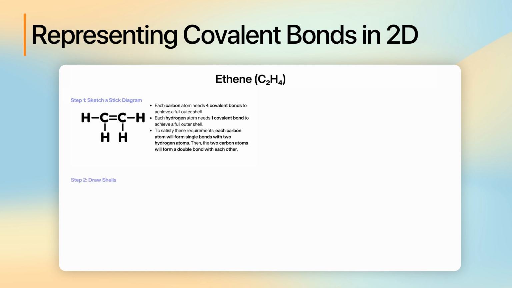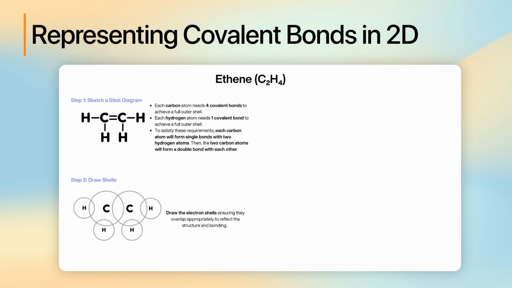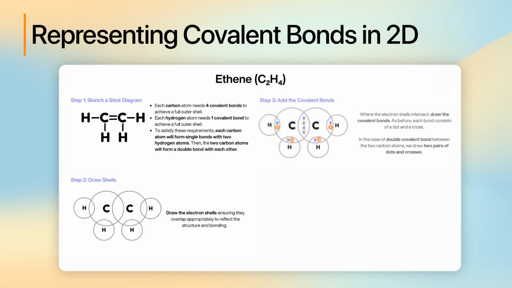Step 2. Draw shells. We can again draw the electron shells, ensuring they overlap appropriately to reflect the structure and bonding. Step 3. Add the covalent bonds. Where the electron shells intersect, draw the covalent bonds. As before, each bond consists of a dot and a cross. In the case of the double covalent bond between the 2 carbon atoms, we draw 2 pairs of dots and crosses.